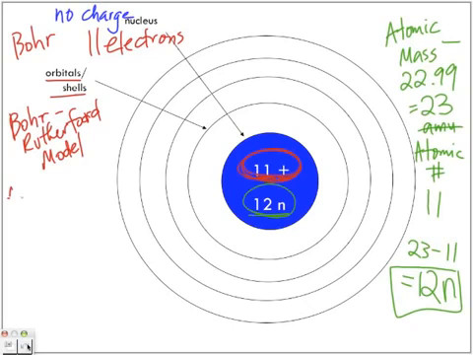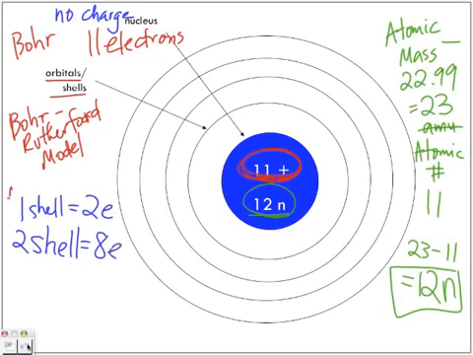In the first shell, no more than 2 electrons. In the second shell, no more than 8 electrons. Third shell, 8 electrons. And for argument's sake, we're not really going to go to the fourth shell. We are going to go to the fourth shell for some of the activities that I have, but you are not filling in more than 2.